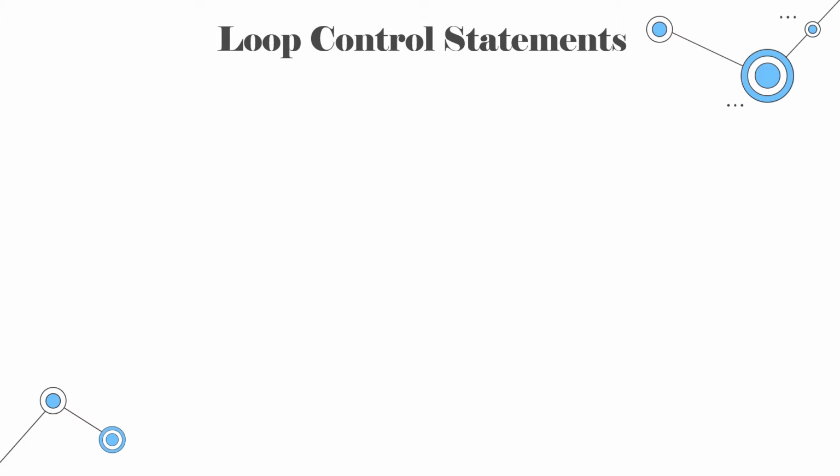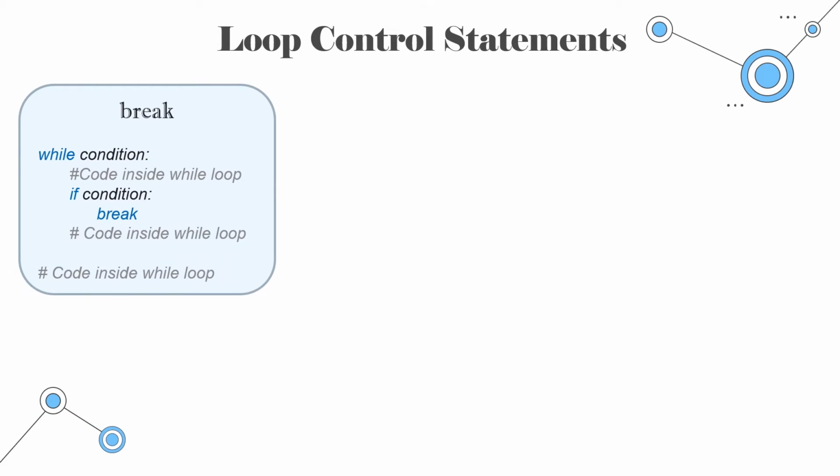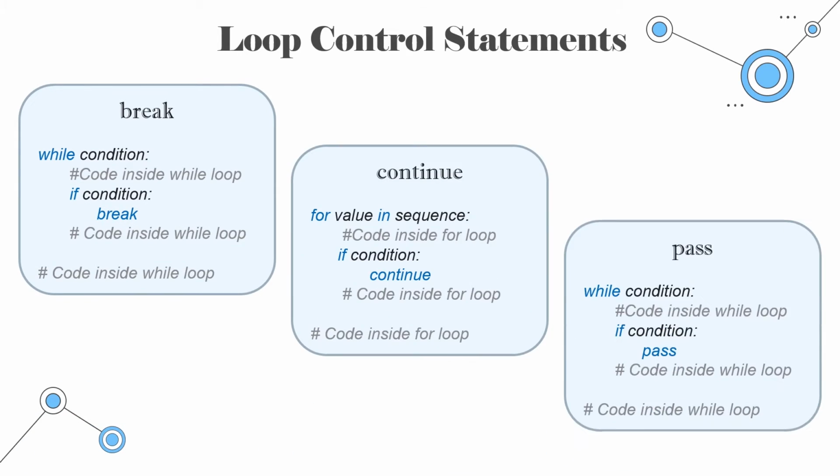In this video, I will talk about loop control statements available in Python, and these are break, continue, and pass statements. These statements can be used in both while and for loops. The syntax is really easy. You just need to specify the loop control statement inside the condition. Let's see each one of them in detail, starting with the break statement.